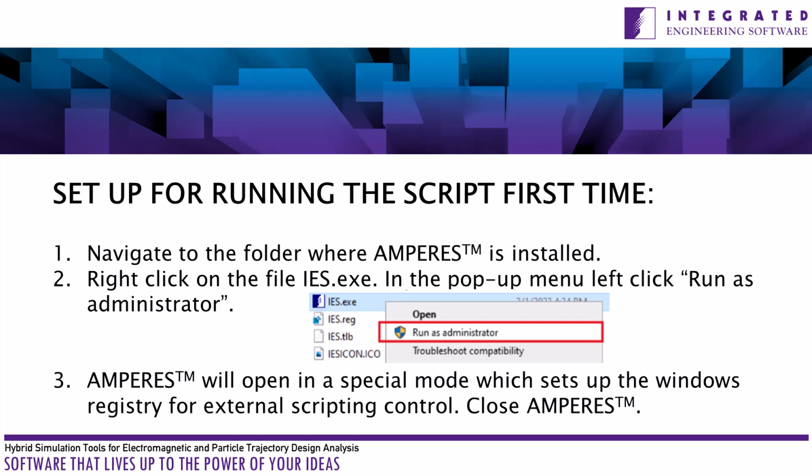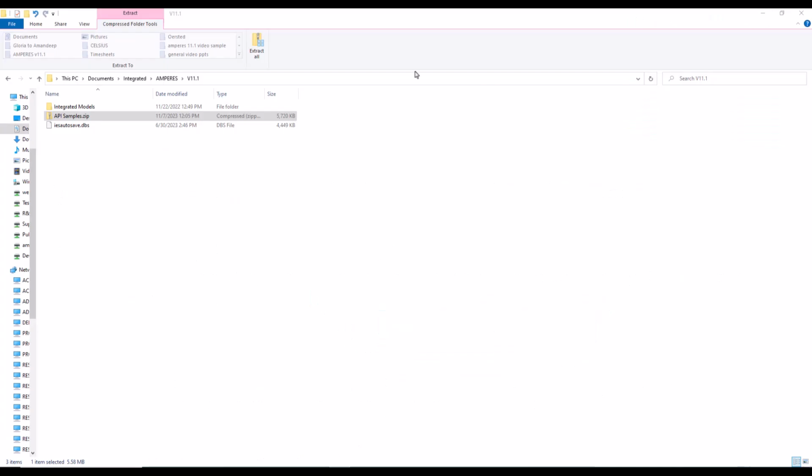Close AMPERES and using Windows Explorer navigate to the folder where AMPERES is installed. Right-click on the file ies.exe. In the pop-up menu, click Run as Administrator. AMPERES will open in a special mode which sets up the Windows registry for external scripting control. Close AMPERES. The scripting examples are provided in a zipped folder placed in your document folders.